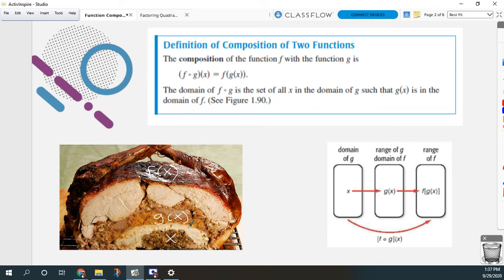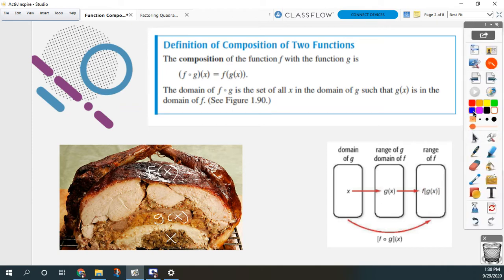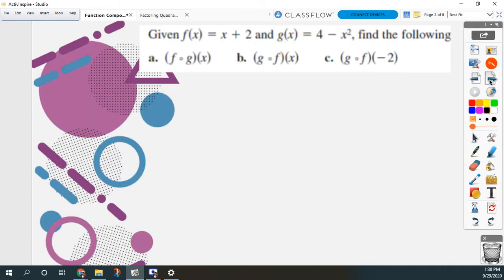We can also look at it this way with our bubble chart. I'm taking these x's, which are the domain of g, plugging them into g of x. And then my outputs for my g of x are also going to be the inputs for my f. So I end up with f of g of x. So let's look at some examples.